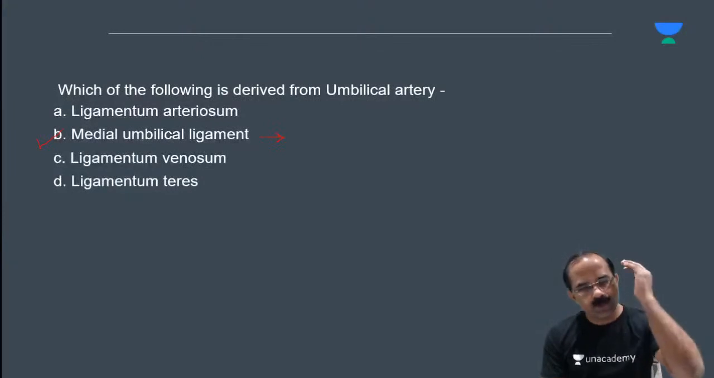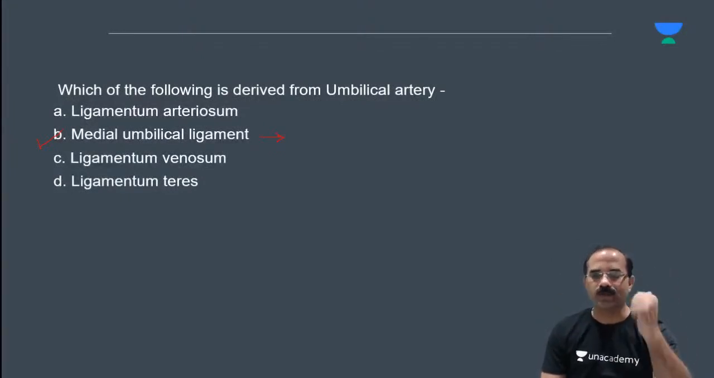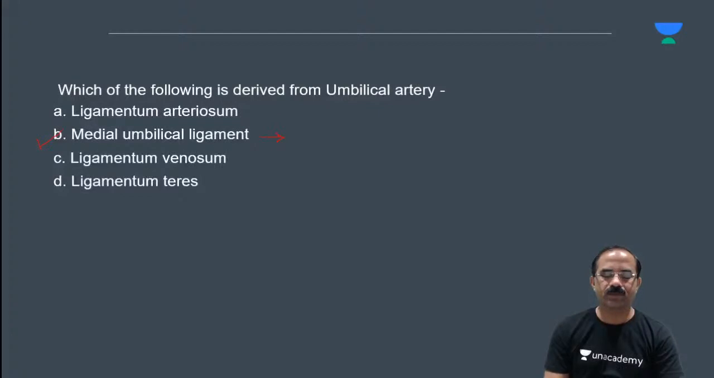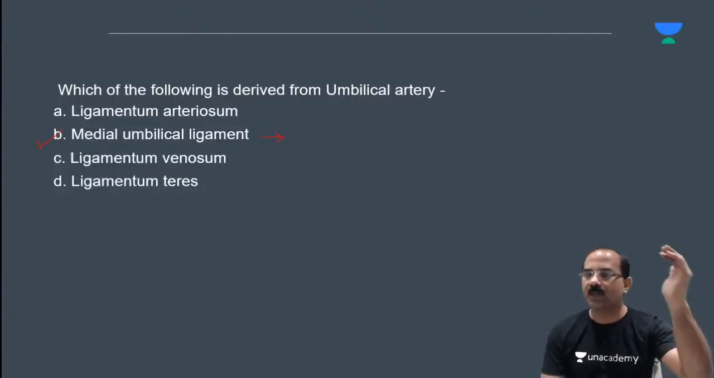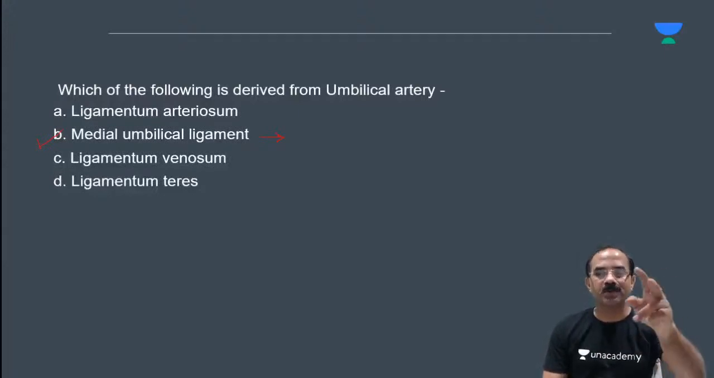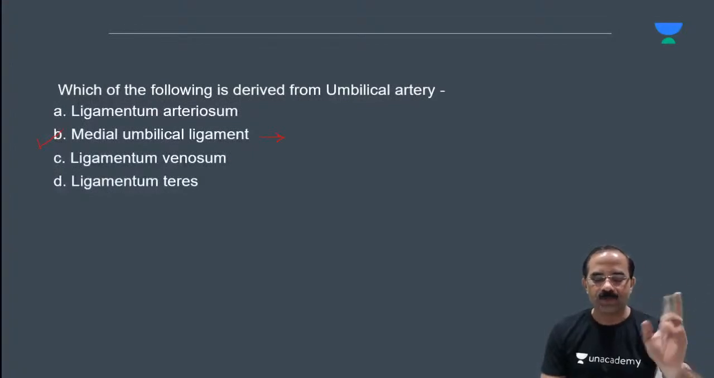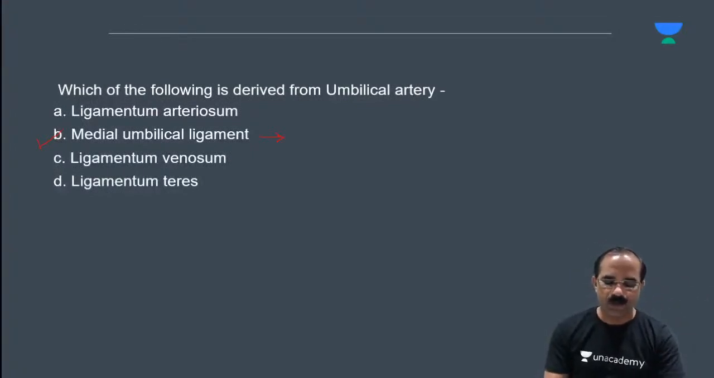And if you can tell me, the non-obliterated part of umbilical artery is going to form what? Anyone? If you can answer this, it's okay. Otherwise, I'll explain this circulation to you. The obliterated part becomes the medial umbilical ligament, and the non-obliterated part is going to form the superior vesical artery. Yes, superior vesical artery. Fine.